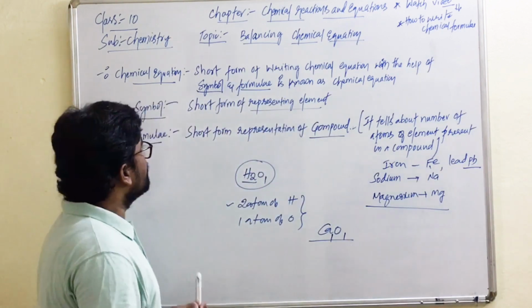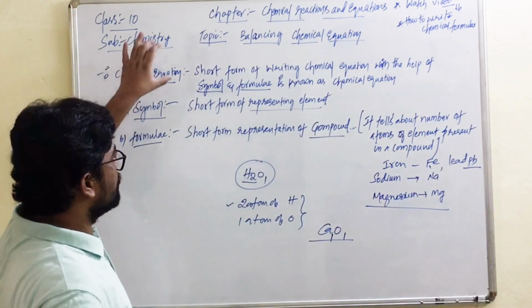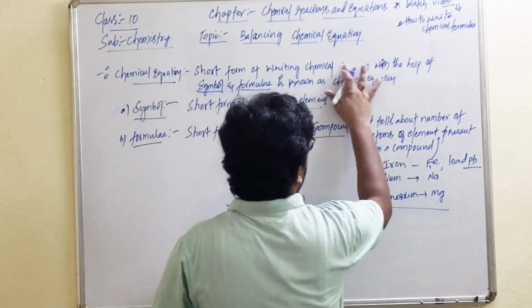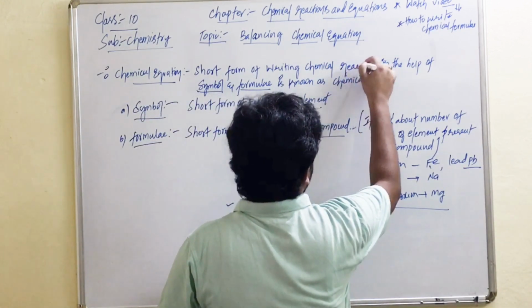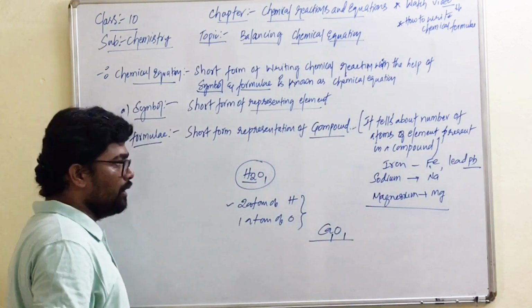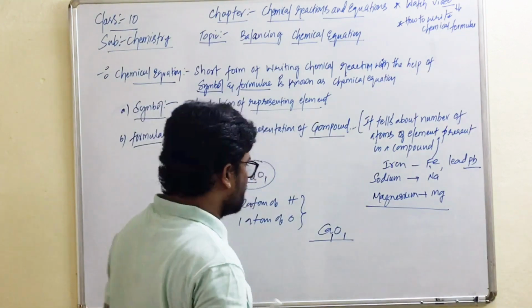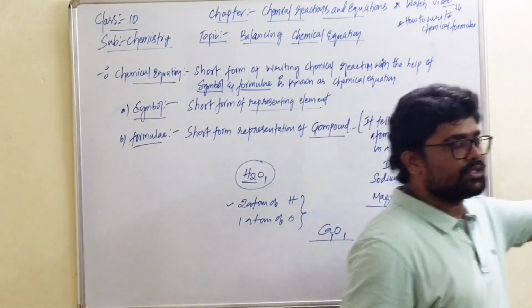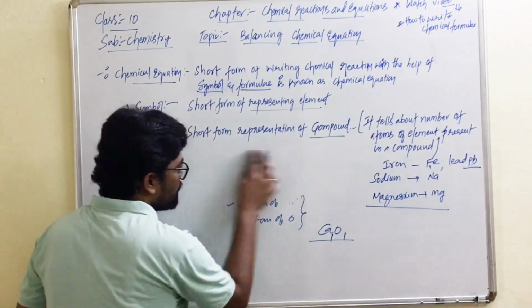So this is what we call a chemical equation: a short form of writing a chemical reaction with the help of symbols and formulae is known as a chemical equation. Let us try to learn. In the first activity we studied that. What did we study in the previous session?